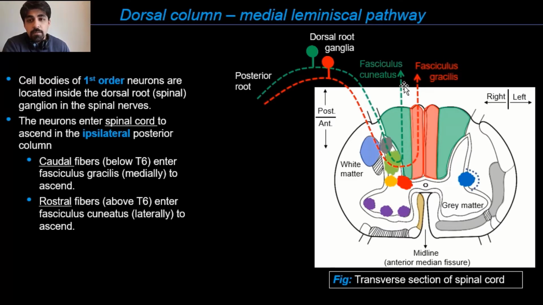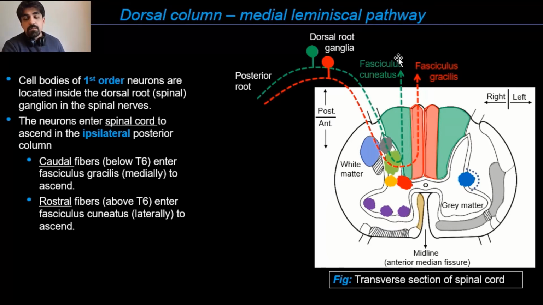Now, the second order neuronal cell bodies are the nucleus gracilis and the nucleus cuneatus, which are present in the caudal medulla. So the first order neurons running inside the fasciculus gracilis are going to ascend up to the caudal medulla, where they will synapse with the second order neuronal cell bodies called the nucleus gracilis in the lower part of the medulla. The first order neurons traveling in the fasciculus cuneatus will then synapse with the cell bodies of second order neurons inside the caudal medulla, known as the nucleus cuneatus.